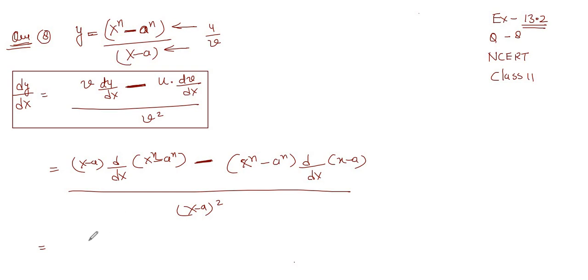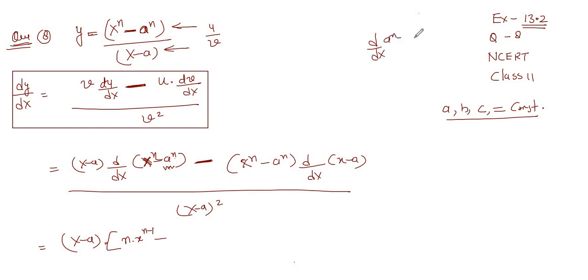So what will be here? (x - a). Now what is the derivative of x raised to power n? This we know, this is a formula, correct? It is n x^(n-1) minus, what is the derivative of a? Usually a, b and c are constants in mathematics. So if a is constant, a^n is also constant. So the derivative of a^n will be 0. So this is 0, minus this as it is.